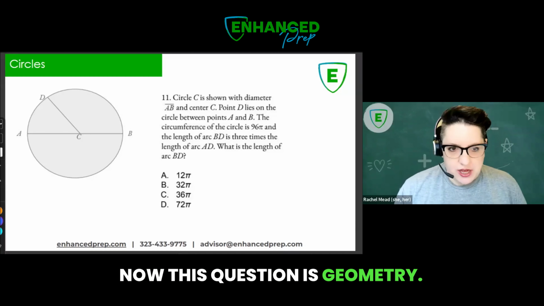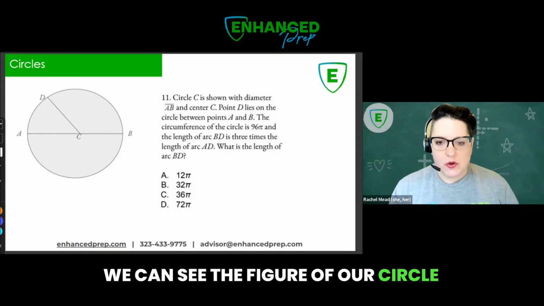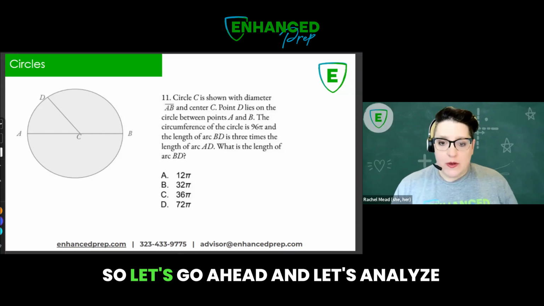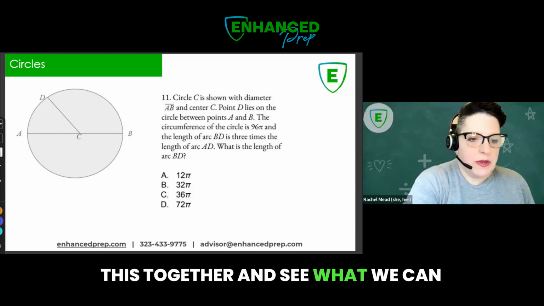Now, this question is geometry. We can see the figure of our circle coming into play. So let's go ahead and analyze this together and see what we can do.